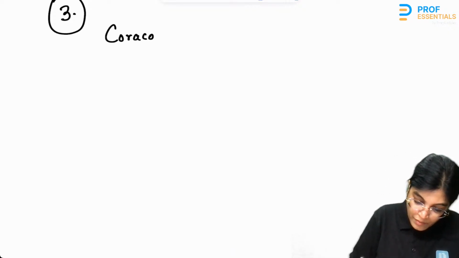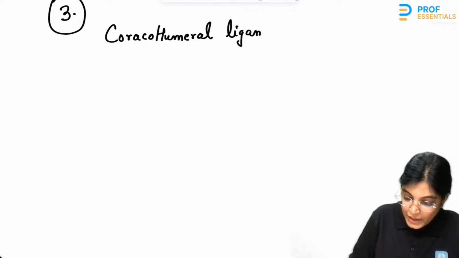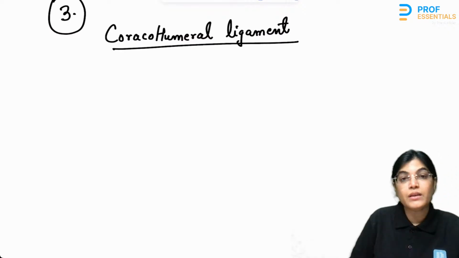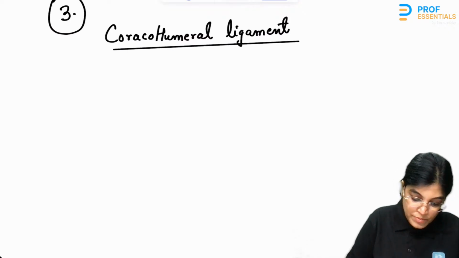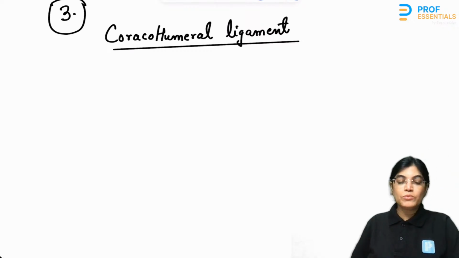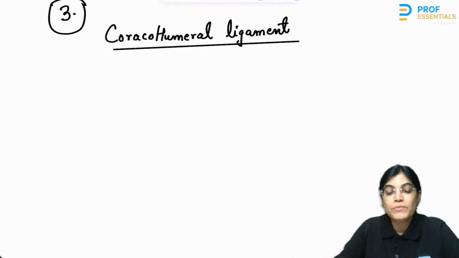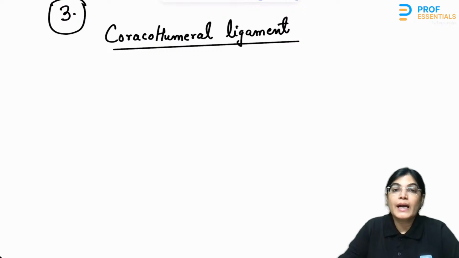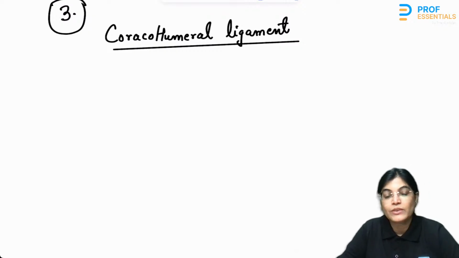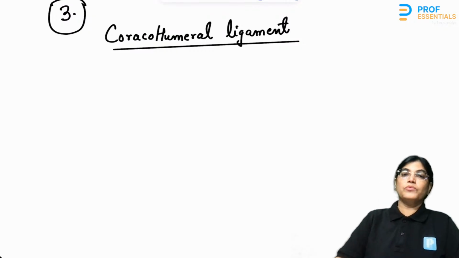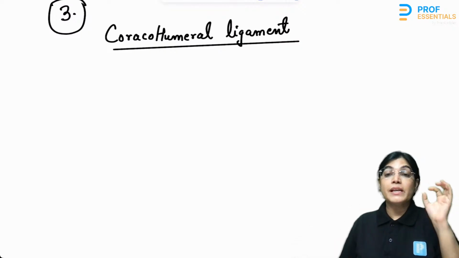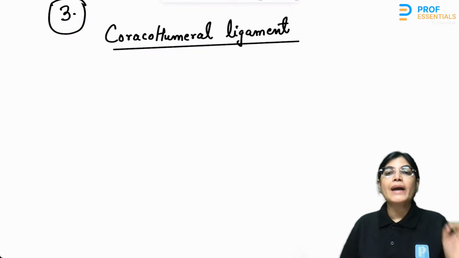Okay, coracohumeral ligament. Actually, if you know the name, you can understand the attachments also. So when I'm talking about the coracohumeral ligament, it means it's a strong fibrous sheath which is connecting the base of the coracoid process to the anterior aspect of the greater tubercle of the humerus. This is an important point about the attachment of the coracohumeral ligament.